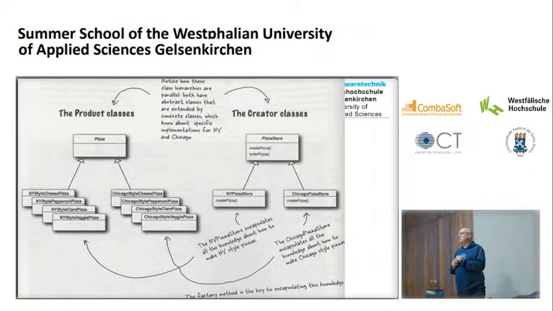You can create different pizzas. You have a structure where you can change quite easily. Most interesting sentences. Bottom line, the factory method is the key in encapsulating this knowledge. The New York Pizza Store encapsulates all the knowledge about how to make New York style pizza. The Chicago Pizza Store encapsulates all the knowledge about how to make Chicago style pizzas.